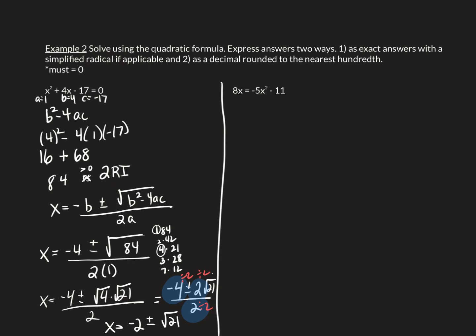So that's my first answer. Exact answers with the simplified radical. So first, negative 2 plus or minus the square root of 21. That's my first answer. That radical is simplified. Now my second answer, I'm going to use a calculator. Negative 2 plus the square root of 21 and negative 2 minus the square root of 21. Okay, I'm going to grab my calculator. I'm going to type in negative 2 plus the square root of 21.